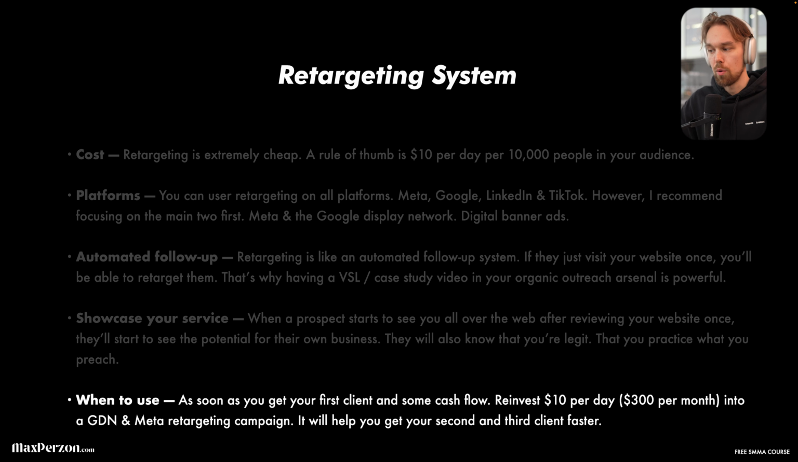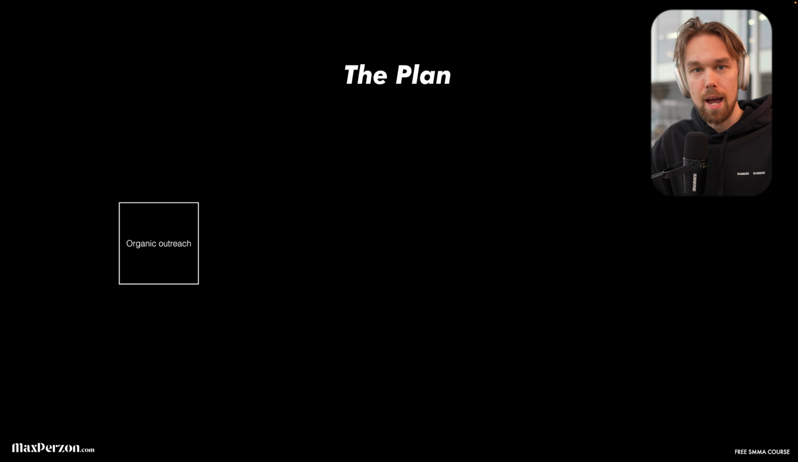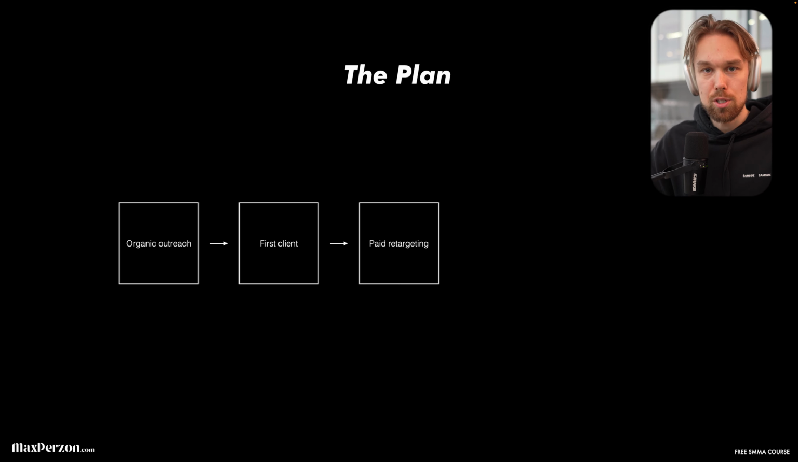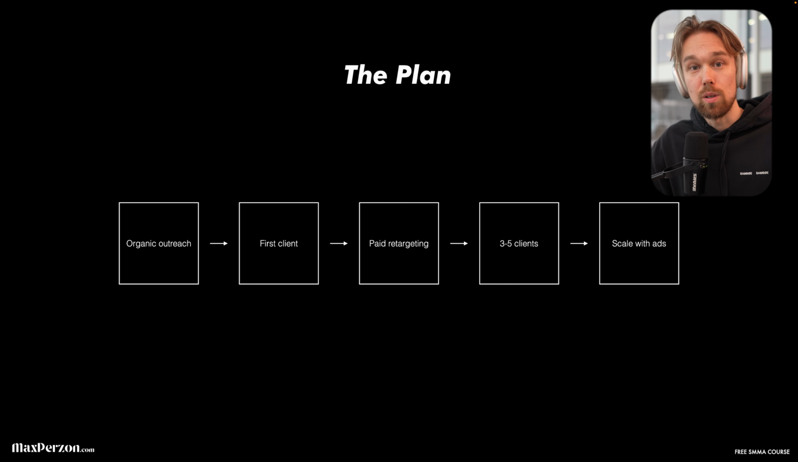Reinvest $10 per day, or $300 per month, into a Google Display Network ad and Meta retargeting campaign. It will help you get your second client and your third client a lot faster. So this is basically the plan. I'm going to start with organic outreach, start reaching out to people. Simultaneously, I'm going to build up my audience for my retargeting. I will get that first client, get some cash flow coming in. Then I will start doing retargeting, and then I will continue doing more and more organic outreach until I have 3 to 5 clients, and then we'll scale the agency with purely ads up to $50,000, $75,000, and $100,000 per month.